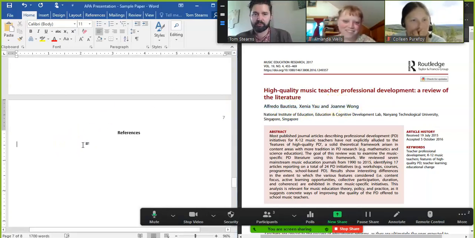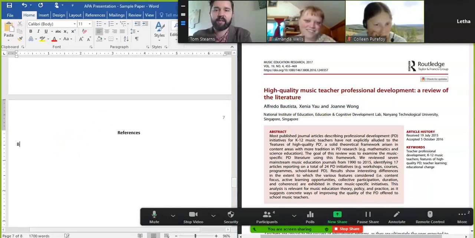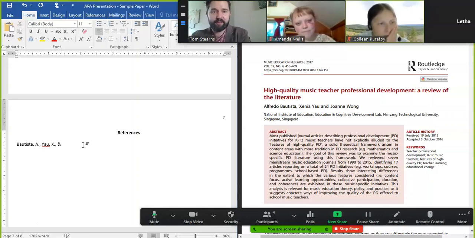So I'm going to write this information like this. First, I'm going to start with the author's last name, and then initial. Then I'm going to go to the second author, whose name is Zinnia Yao. So I'm going to put her last name first, and then her first initial. And then I'm going to put a comma and an ampersand. And then, again, last name of the author and first initial, which is J. Then a period at the end.